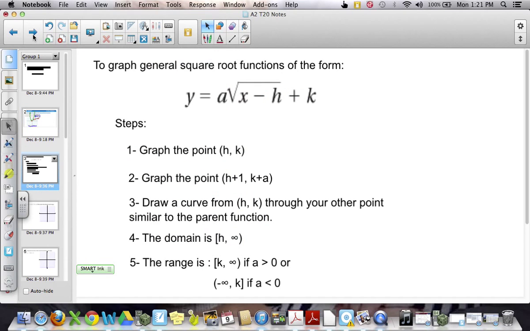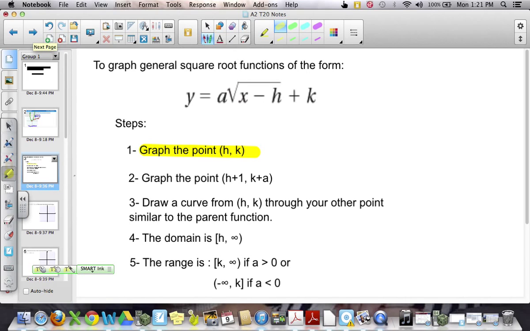All right, now if we want to graph a general square root function of the form y equals a times the square root of x minus h plus k, there are 5 steps. Really only 3 steps. The last 2 steps are determining the domain and range. So the first step is going to be to graph the point h, k. That's going to be that starting point, the starting point of every square root function.